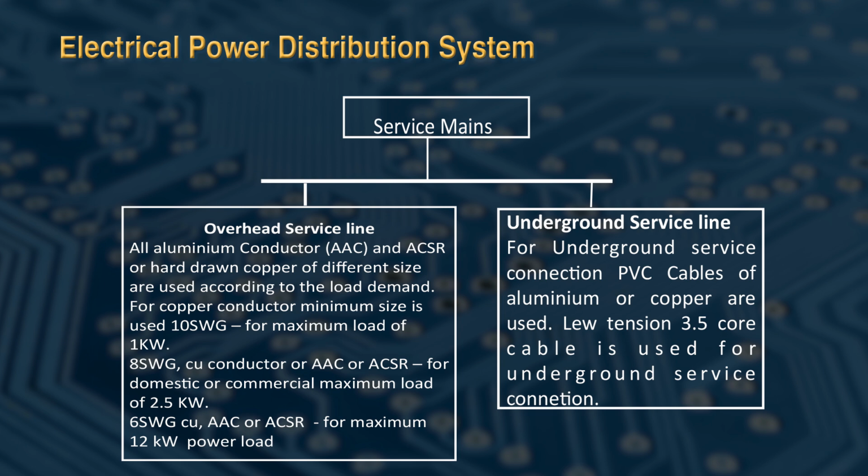Now we have to understand what the underground service line is. For underground service connection, PVC cables, that is polyvinyl chloride cables, of aluminum or copper are used. Low tension 3.5 core cable is used for the underground service connections.